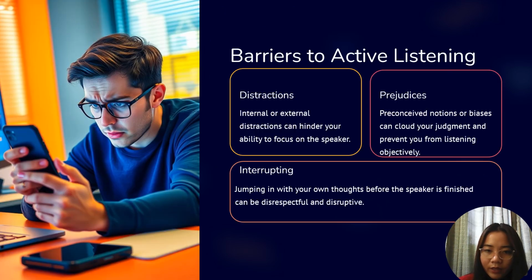Barriers to active listening. Distractions. It can be internal or external distractions. So internal, which means in your own thoughts, you're thinking somewhere else or something else, like you're not listening to the speaker, not focusing on what they are trying to tell you. External. It can be noise, like phones, speakers, music. Okay, so you have to respect, you have to focus on the speaker, the one who is talking to you.